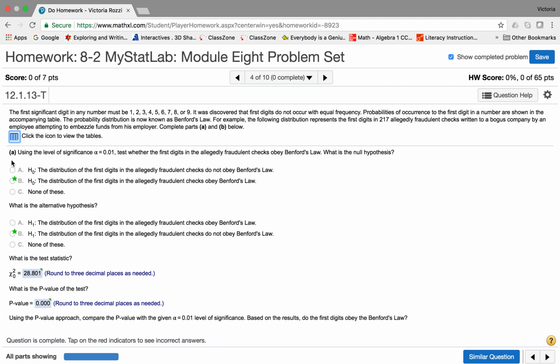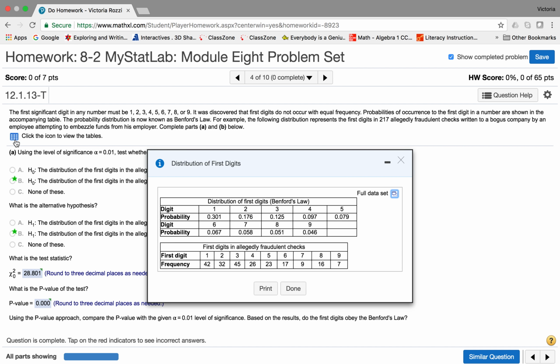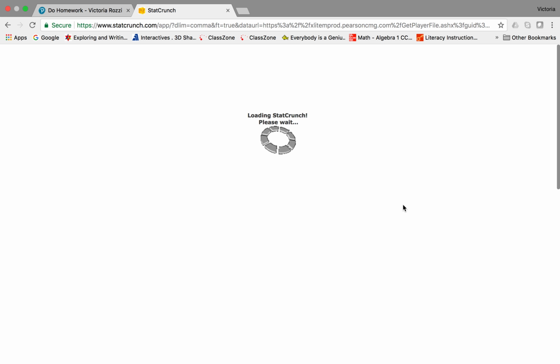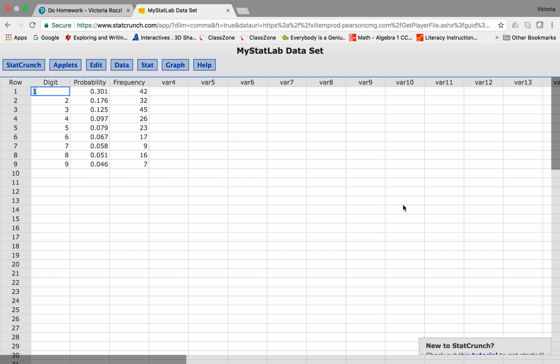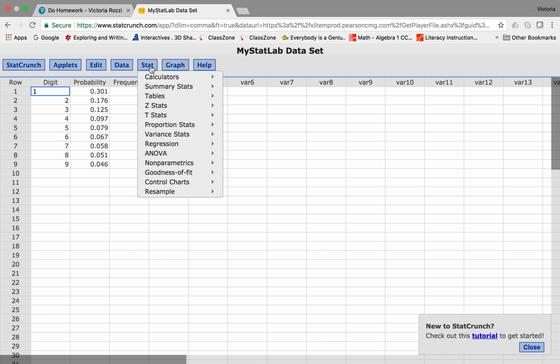So first of all, you're going to click on the icon to view the table. And you can see this is your table here where we have the first digit and its frequency for these 217 checks. And this is Benford's law, the probability for each digit. So you're going to click on full data set and open in StatCrunch. And it will bring your data right over to StatCrunch for you. Now to perform the chi-square test, we're going to press Stat, Goodness of Fit, chi-square test.